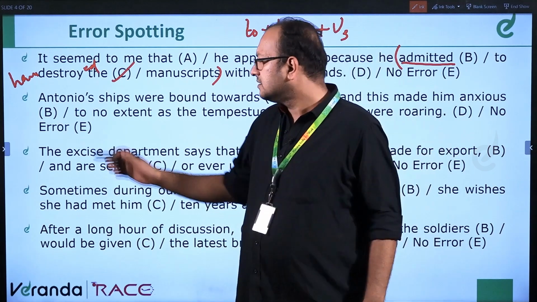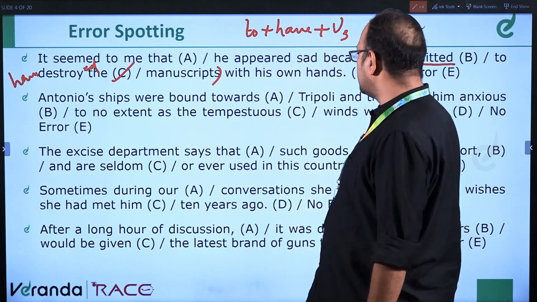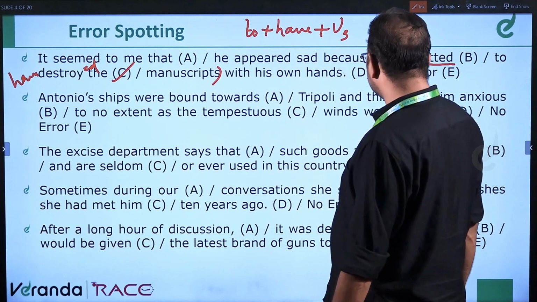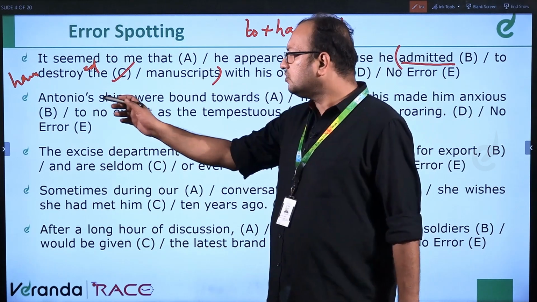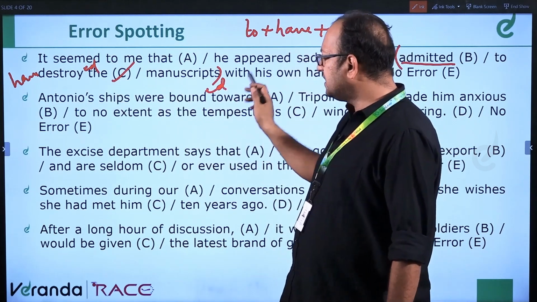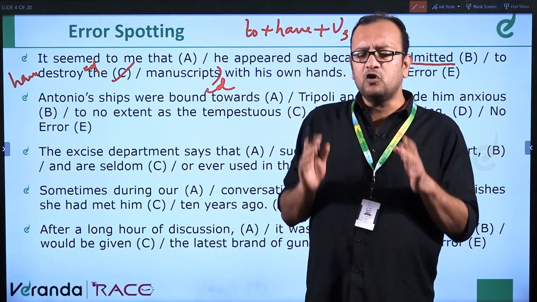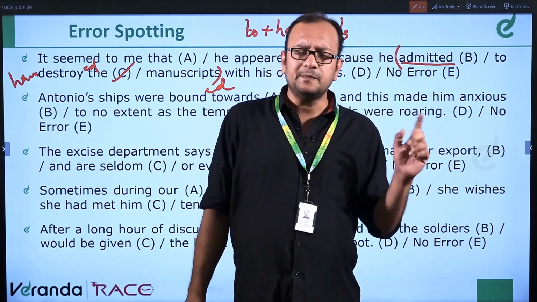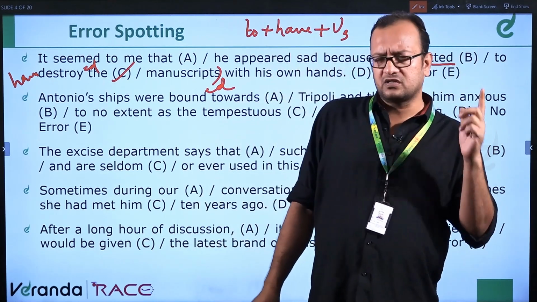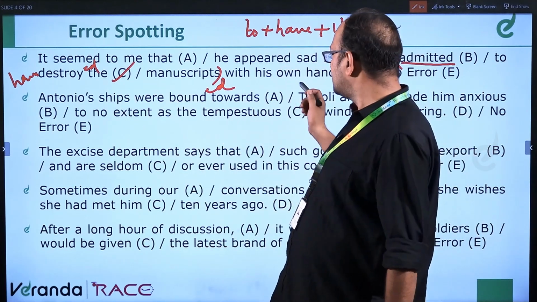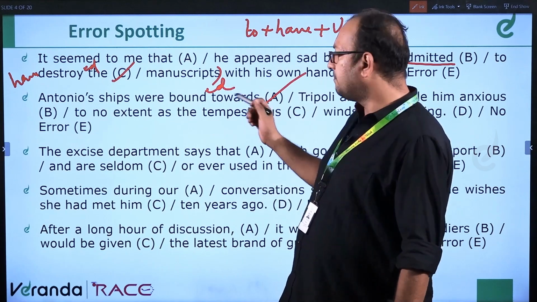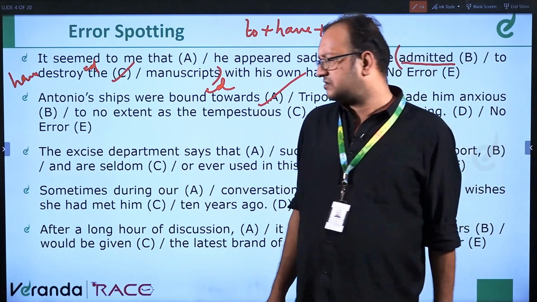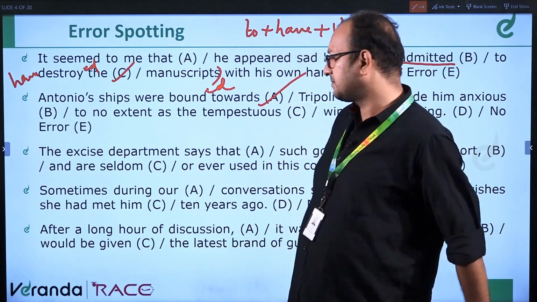Please understand this. Okay. Antonio's ships were bound towards Tripoli, and this made him anxious to no extent as the tempestuous winds were roaring. Antonio's ships were bounded would be the correct answer. See, bound means tied with something. He is bound to his responsibilities, but the ships are bounded towards north. So, error is in part A. Bounded means going in a certain direction, and bound means tied with something.